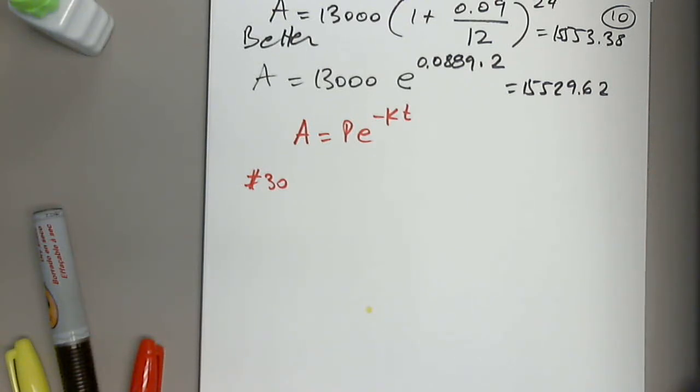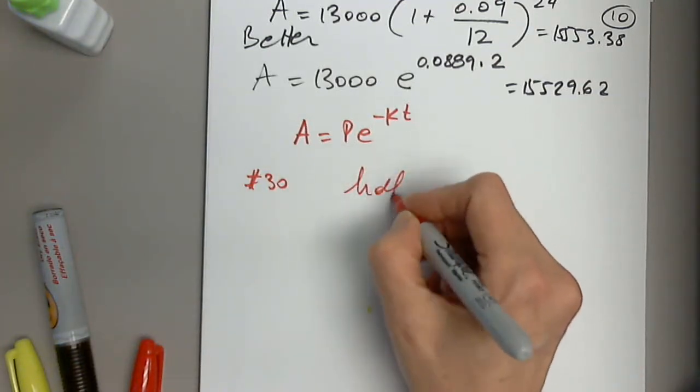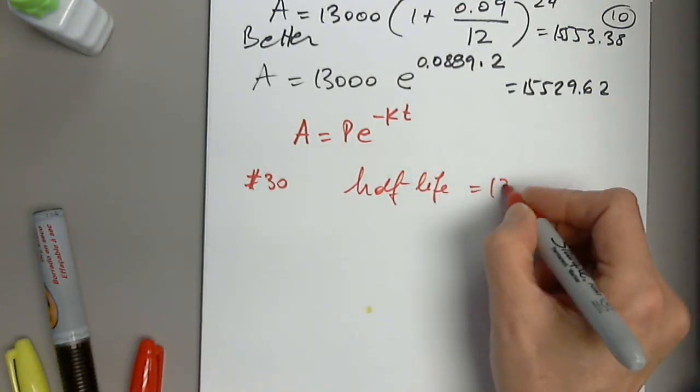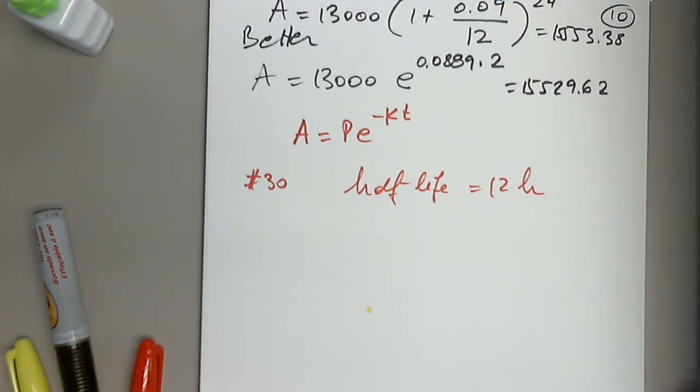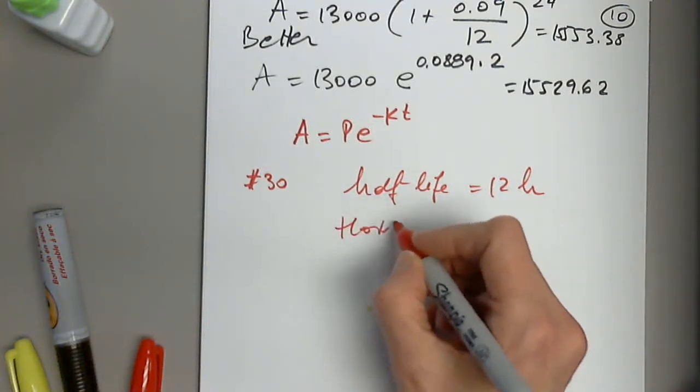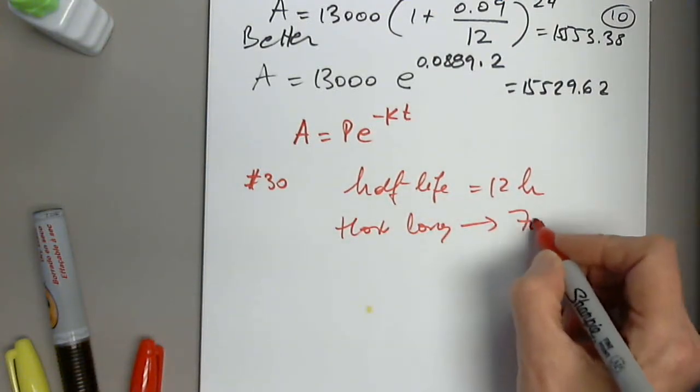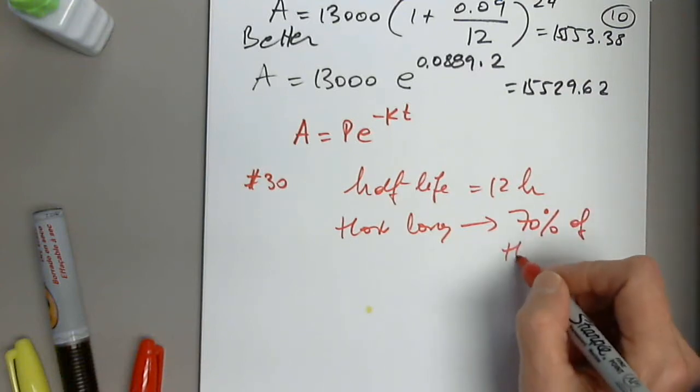The half-life of aspirin in your bloodstream is 12 hours. How long will it take the aspirin to decay to 70% of the original dosage? How long does it take to get to 70% of the original?